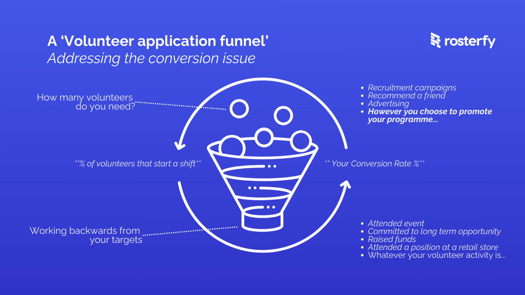So for example, if you figure out that your current conversion rates are 10% applicants through to active, you'd be able to work out that you need 10 times as many applicants as you'll need active volunteers, or indeed increase those conversion rates so that you're not having to rely on finding 10x every time you're looking to run a new program.